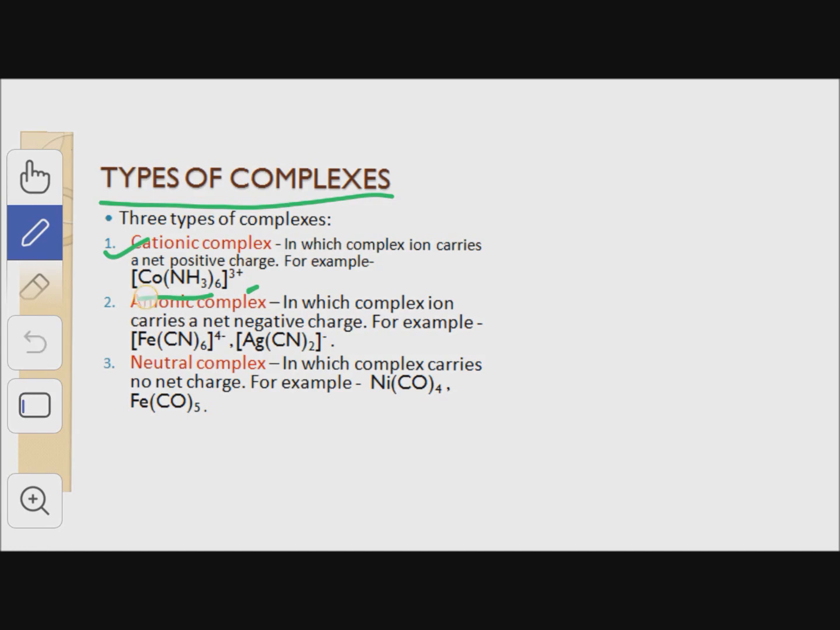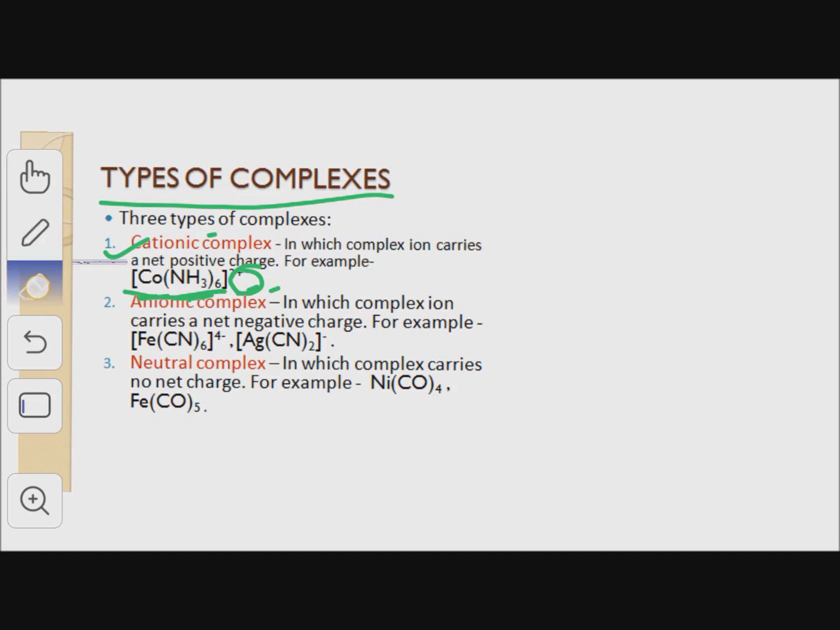Co is the cobalt, that is the central metal atom. NH3 is the neutral molecule which is linked to the cobalt by coordinate bonds, and here the whole complex carries a +3 charge. Due to this +3 charge, it is called a cationic complex.